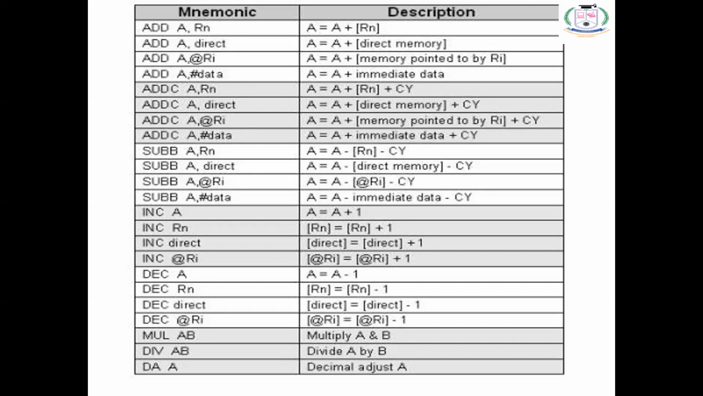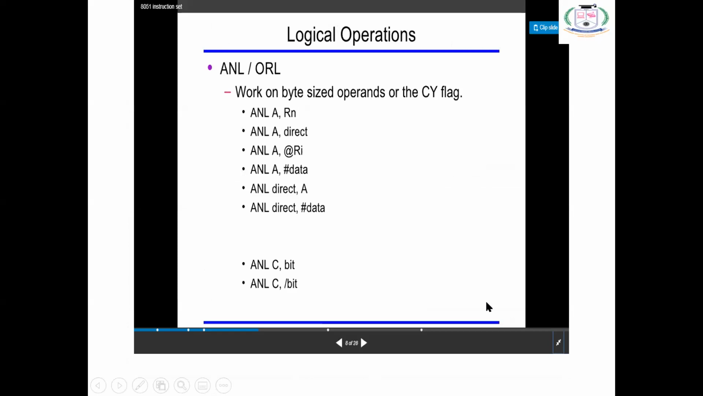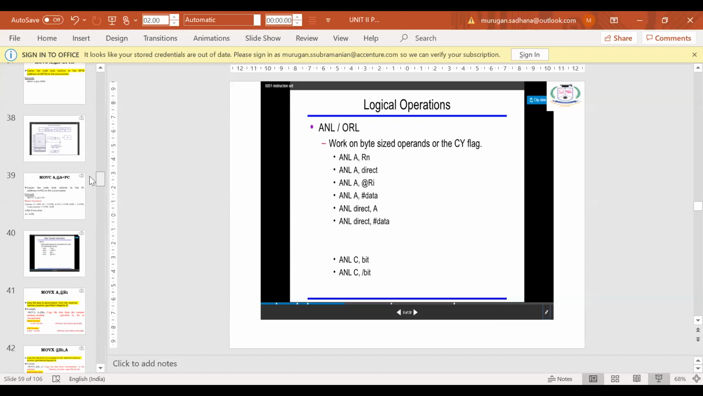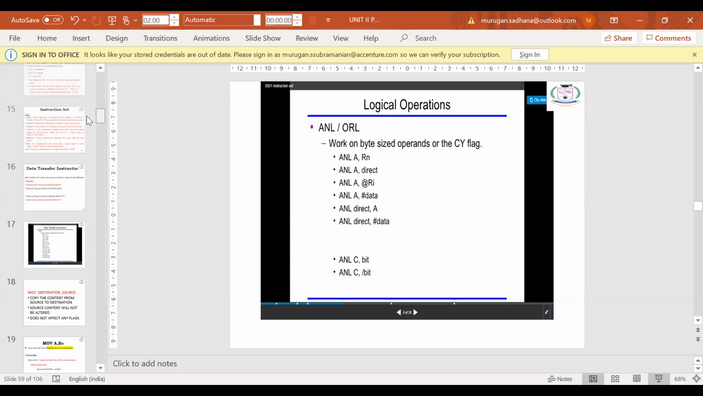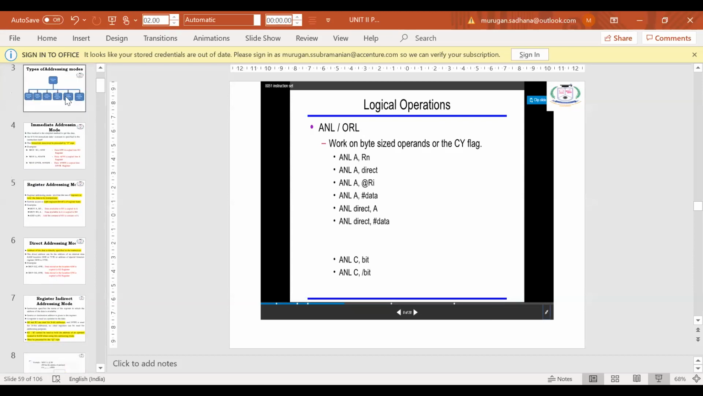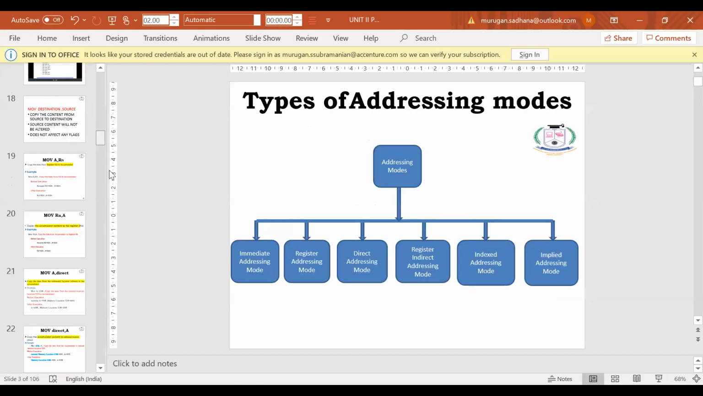So today we tried to complete the data transfer instructions and arithmetic instructions. Are you clear? Have you all understood? Okay. Now the remaining 3 types, what are they? Boolean instructions. Okay, and we will see. Sorry, this is all about addressing modes.